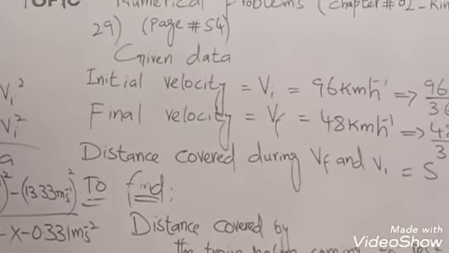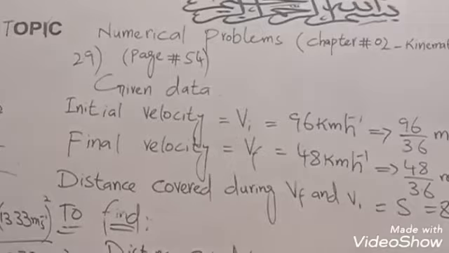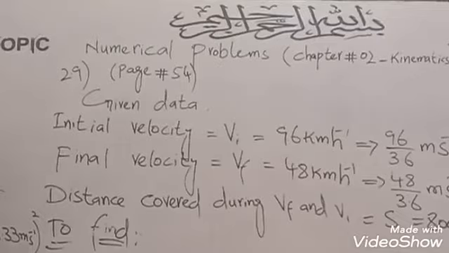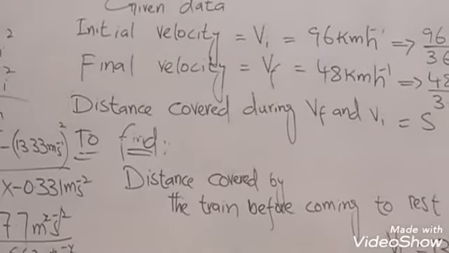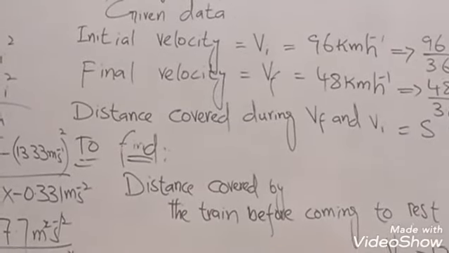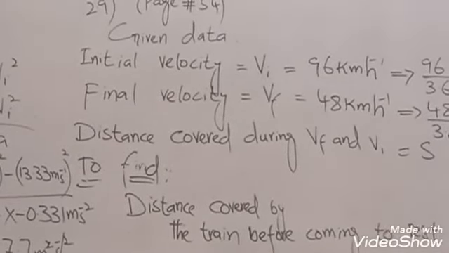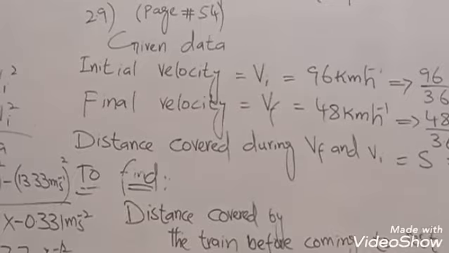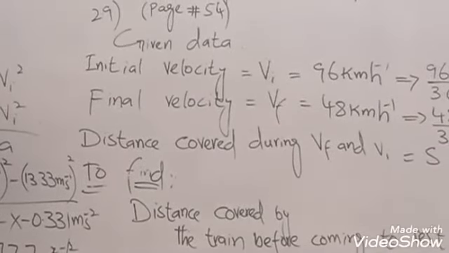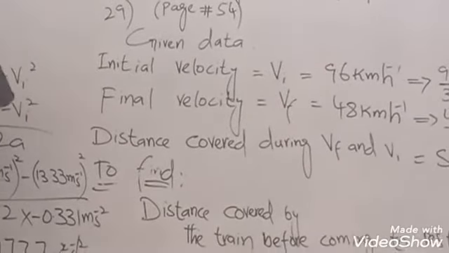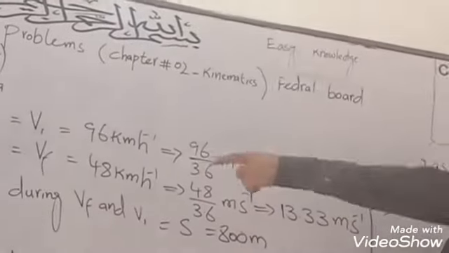177.7 meter square per second square divided by minus 0.662 meter per second square. This will be cancelled with this, and meter with square, minus with minus, and finally we get 177.7 divided by 0.662, which is 268.44 meters. So this will be the distance covered by the train before coming to rest.